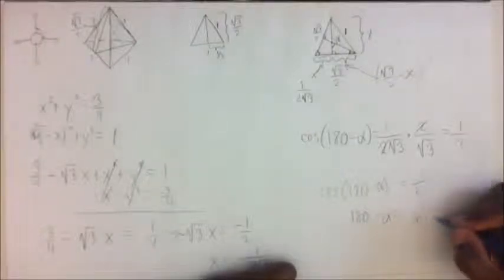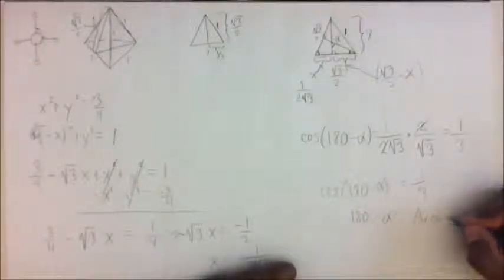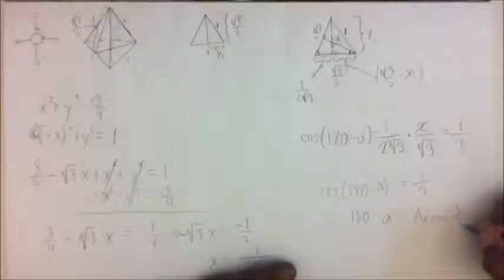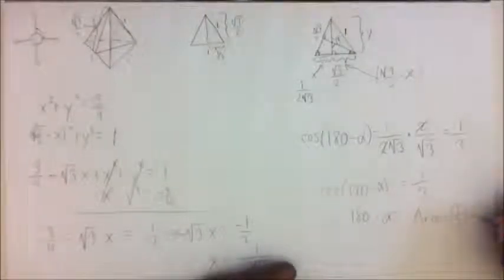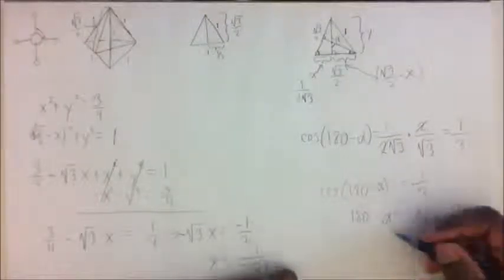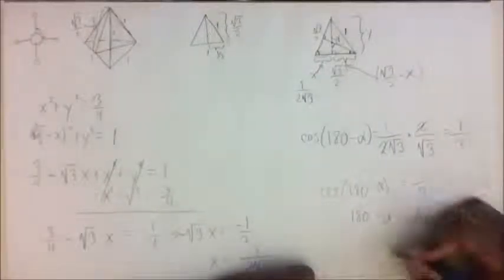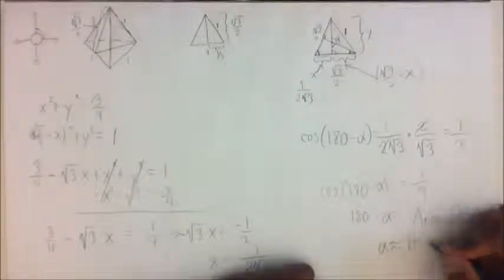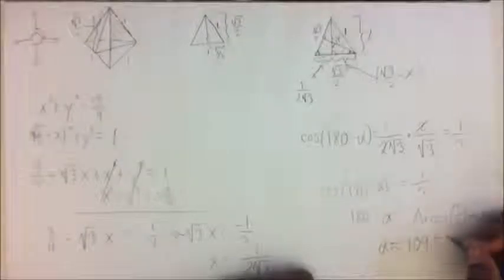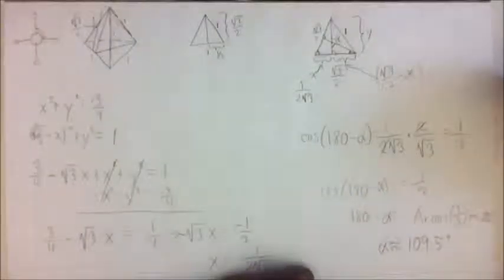So cosine of 180 minus alpha is equal to 1 over 3, which means 180 minus alpha is equal to arccosine of 1 over 3, which is approximately 70.5 degrees. Which means that if 180 minus alpha is 70.5 degrees, alpha is approximately equal to 109.5 degrees. So that is how we find the internal angles of the tetrahedron. I hope you find this informative, and I'd like to thank you very much for watching.